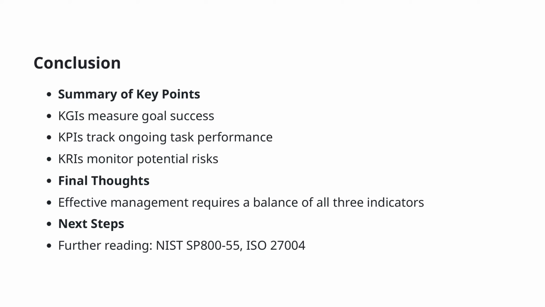In summary, we've discussed the importance and distinctions of key performance indicators, KPIs, key risk indicators, KRIs, and key goal indicators, KGIs. KGIs help us measure the success of our predefined goals. KPIs track the ongoing performance of tasks, and KRIs monitor potential risks that could impact our objectives. Effective management in any organization requires a balanced approach to monitoring these indicators. Keeping an eye on all three helps ensure not only the achievement of goals, but also the smooth operation and risk mitigation of our processes.